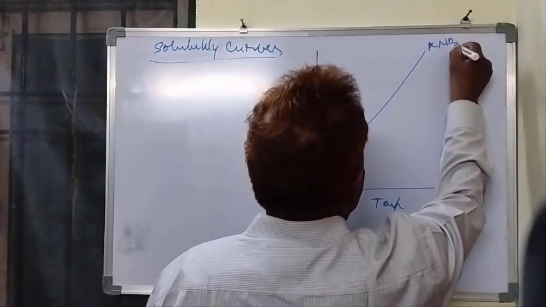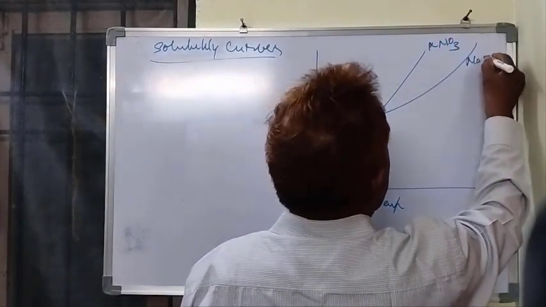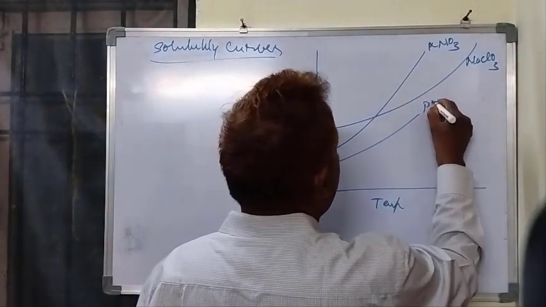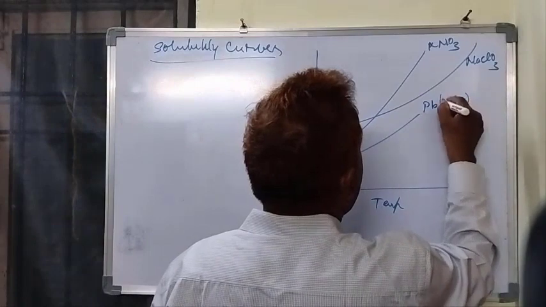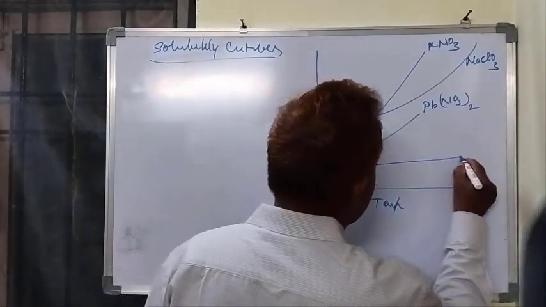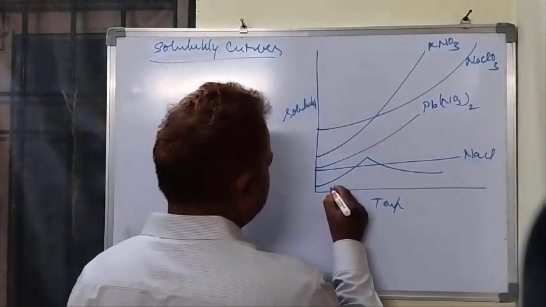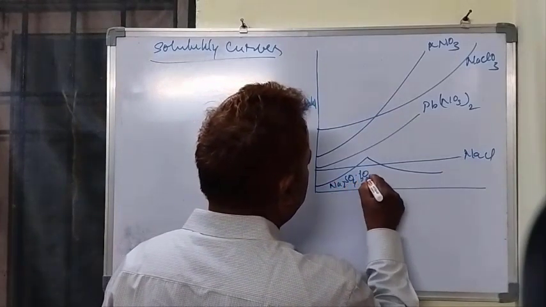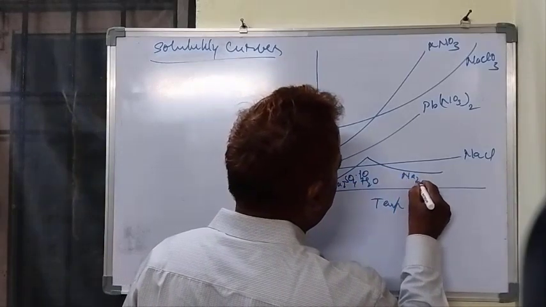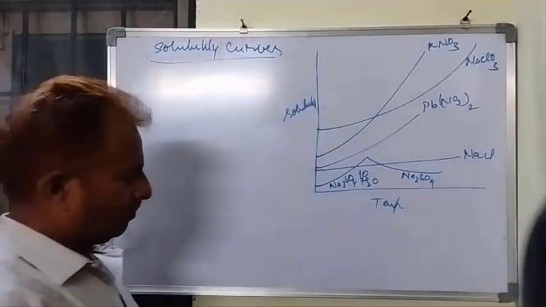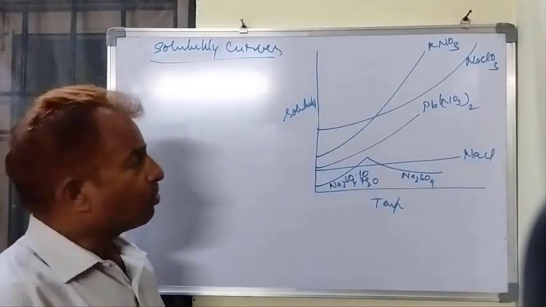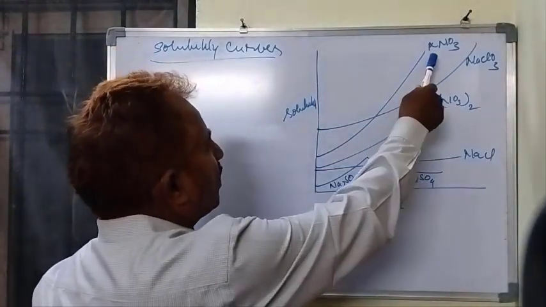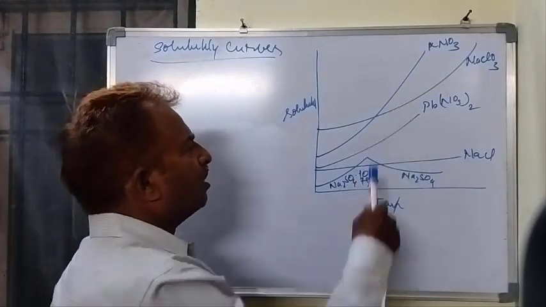So the solubilities of different substances are given as: this is KNO3, this is NaClO3, Pb(NO3)2. So these are the solubility curves of different substances. In case of potassium nitrate, solubility increases.